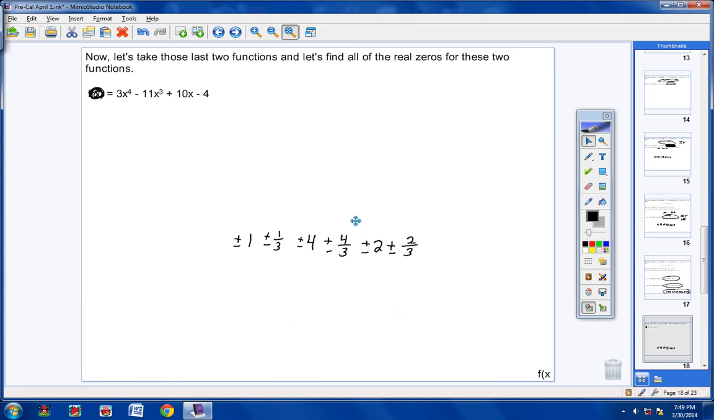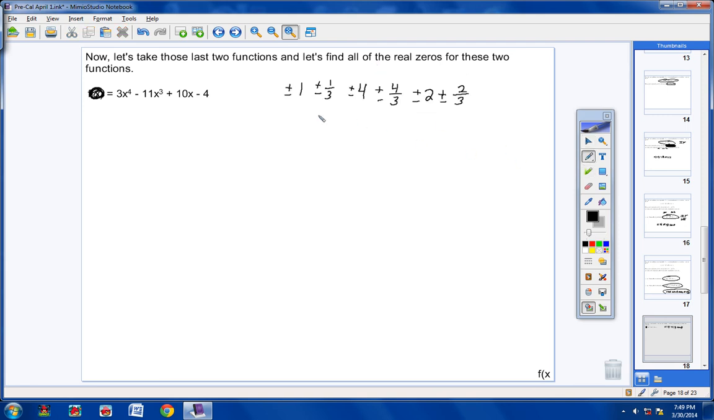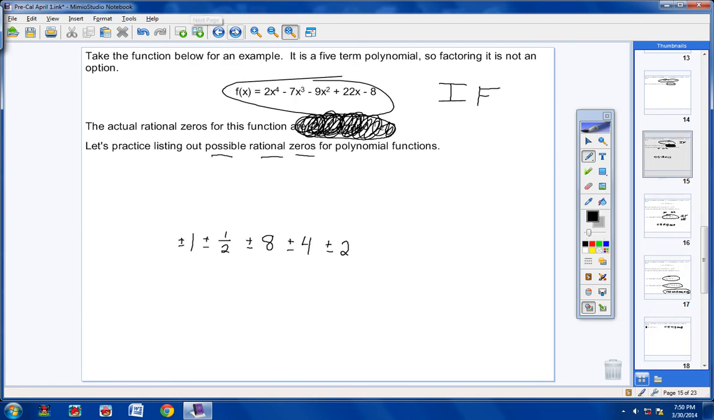And so here's the possible rational zeros. Does that make sense? Now common sense says you're going to have to start testing each one of these. That's not going to be fun, but it is something that we need to do. So, give me just a second. I do know what I'm doing, but I'm looking for something here.